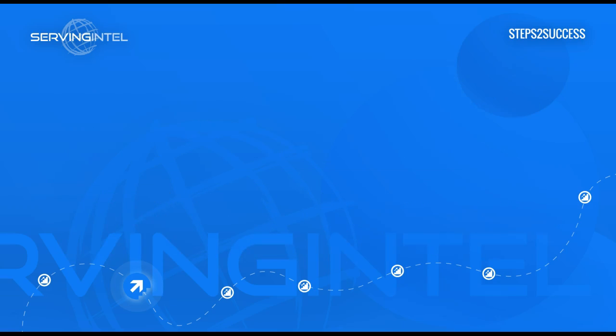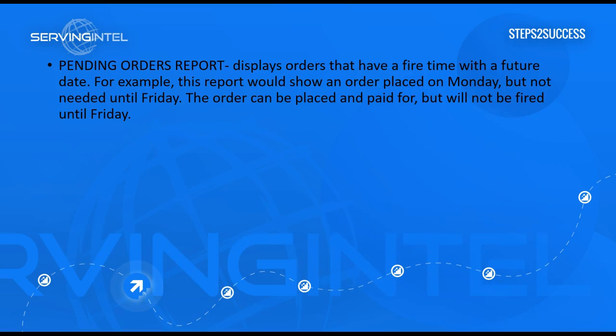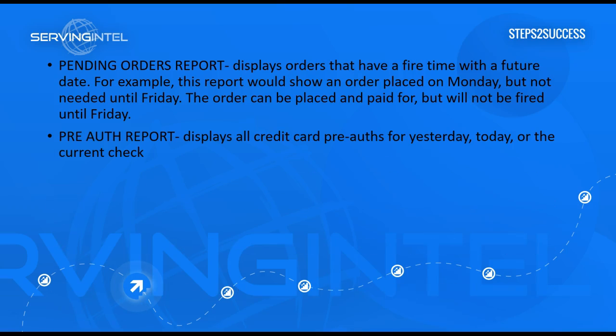The next one we see is our Pending Orders report. This report displays orders that have a fire time with a future date. For example, this report would show an order placed on Monday but not needed until Friday. The order can be placed and paid for, but will not be fired until Friday. Next, we have a Pre-Auth report. This displays all credit card pre-authorizations for yesterday, today, or for the current check.